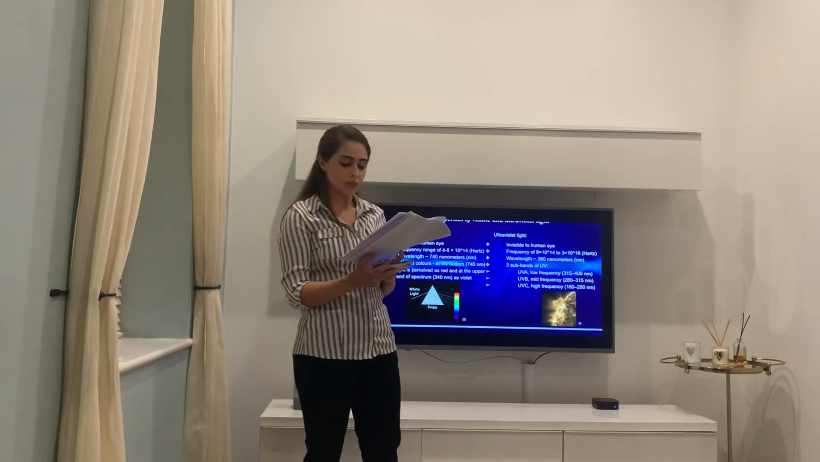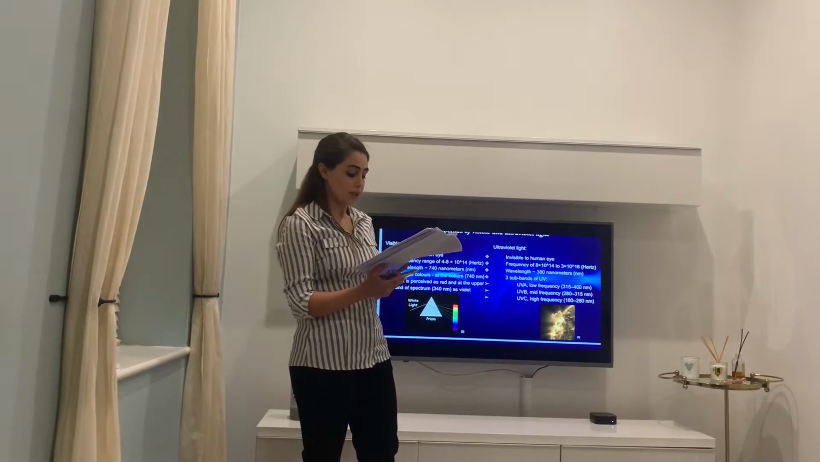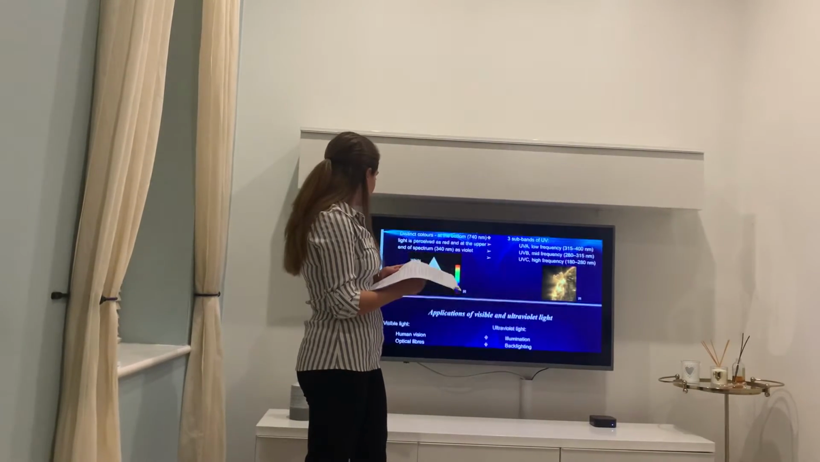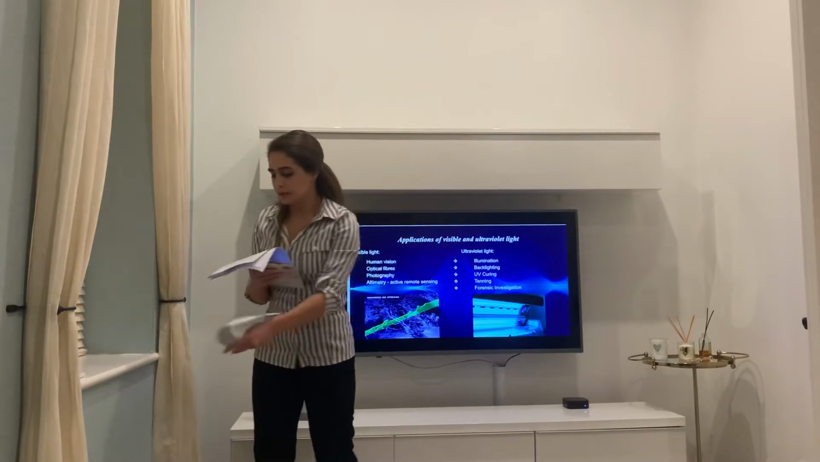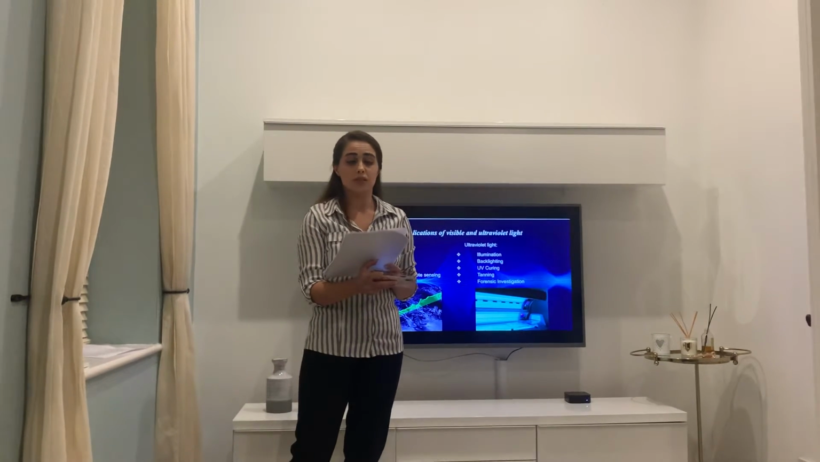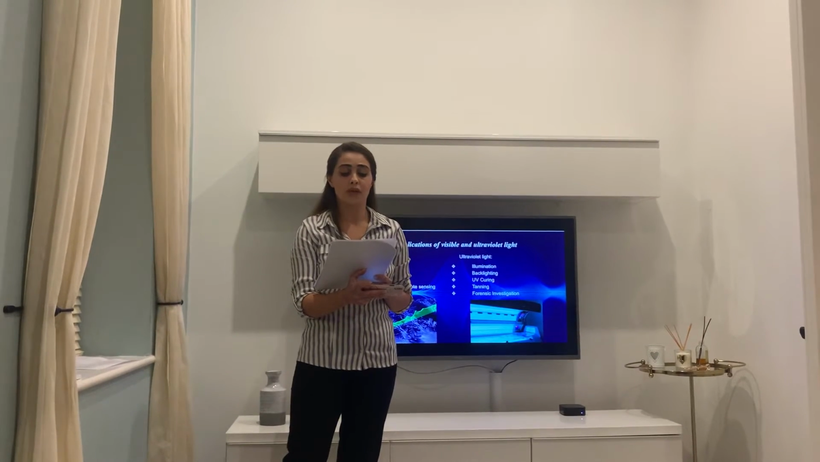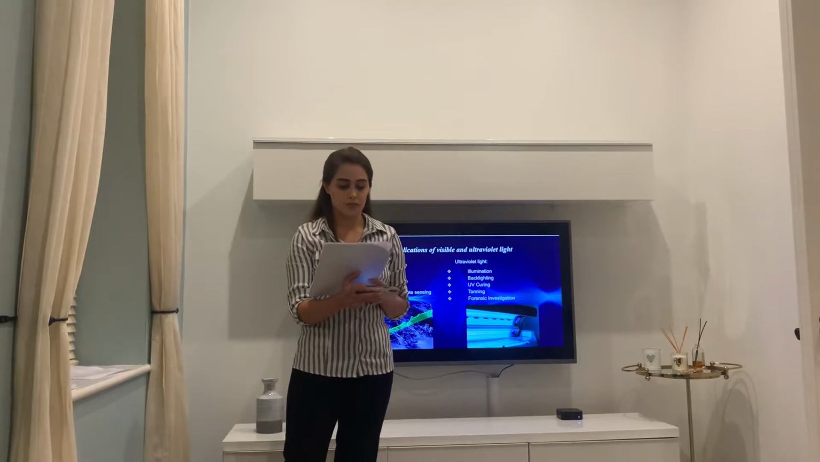UV is generally divided into 3 subbands: UVA, or near UV, 315 to 400 nanometers; UVB, or middle UV, 280 to 315 nanometers; UVC, or far UV, 180 to 280 nanometers. So moving on to the next slide, as you can see, applications of visible and ultraviolet. Also to mention, radiation with wavelengths from 10 nanometers to 100 nanometers is sometimes referred to as vacuum or extreme UV. These wavelengths are blocked by air and they only propagate in vacuum.